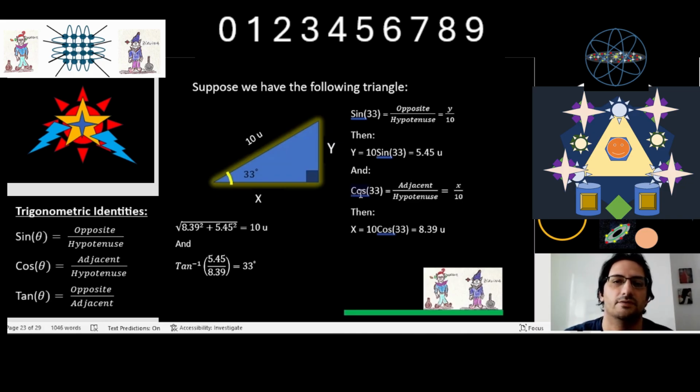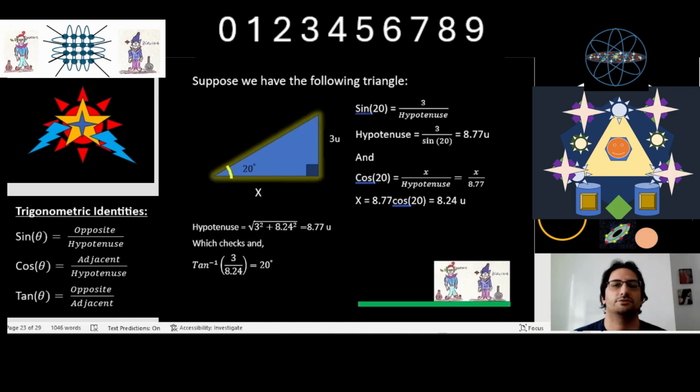And the same thing can be done with cosine of 33, where it's the adjacent over the hypotenuse. We know it's x over 10. We can rearrange this to find x, which gives us 10 cosine 33 equals 8.39 units. And we can use the Pythagorean theorem to verify our work by taking the square root of 8.39 squared plus 5.45 squared, which gives you 10 units. And you can also do inverse tangent to verify the answer. Inverse tangent of y over x, 5.45 over 8.39, gives you 33 degrees, which means our answers have been checked.